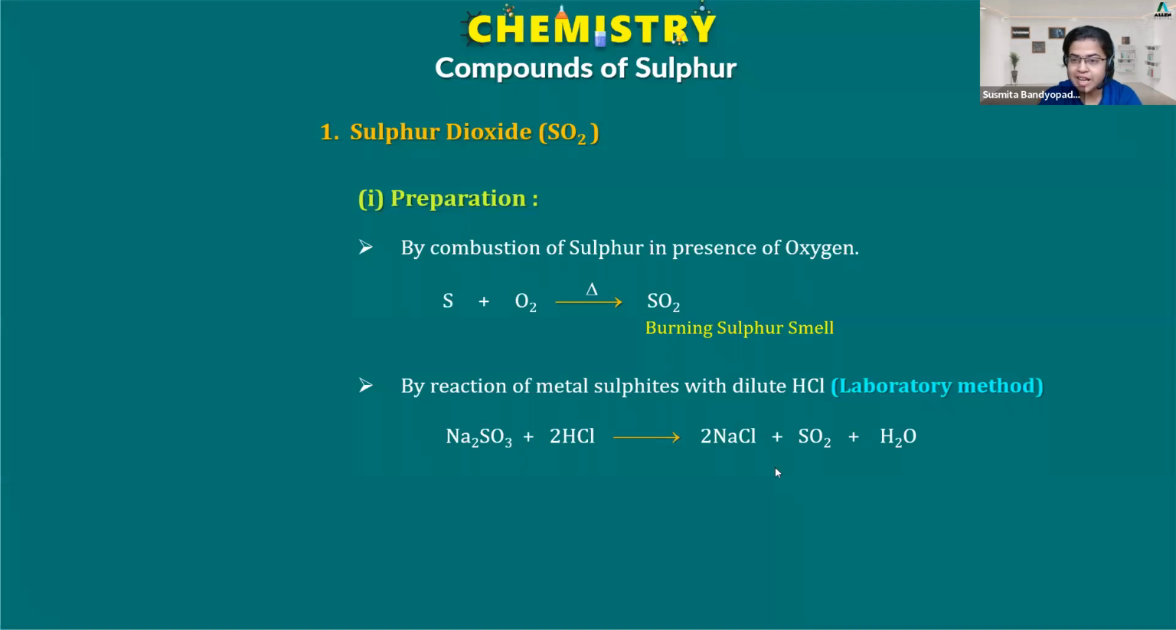Students, when you bring a filter paper dipped in acidified K2Cr2O7 solution. Acidified K2Cr2O7 solution means I have K2Cr2O7 to which I have added dilute H2SO4. So this solution is there. I'll dip a filter paper and expose it to SO2 coming out from some source, from this reaction, suppose.